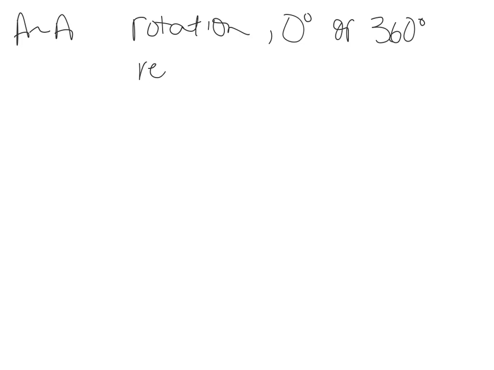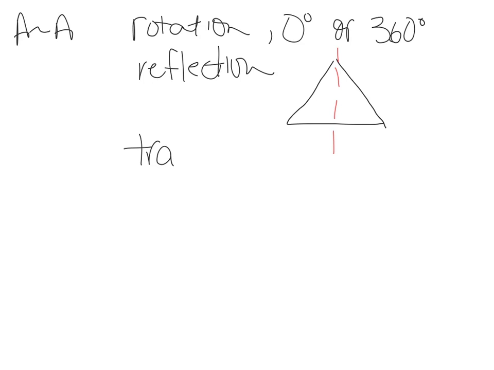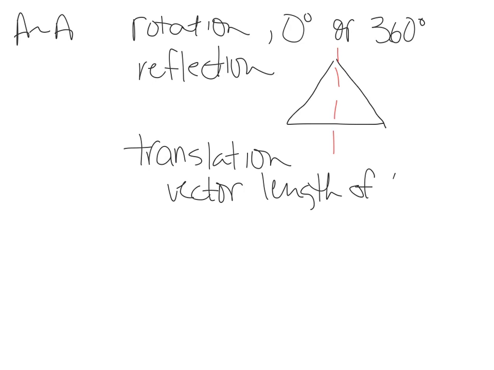How about a reflection? I mean, say if our triangle looked like this, it was an isosceles triangle or even an equilateral triangle, and I reflected it along a line in the center, that would be a mapping to A. Or even a translation. With a vector length of 0, which is sort of funny, but that would map A to A.